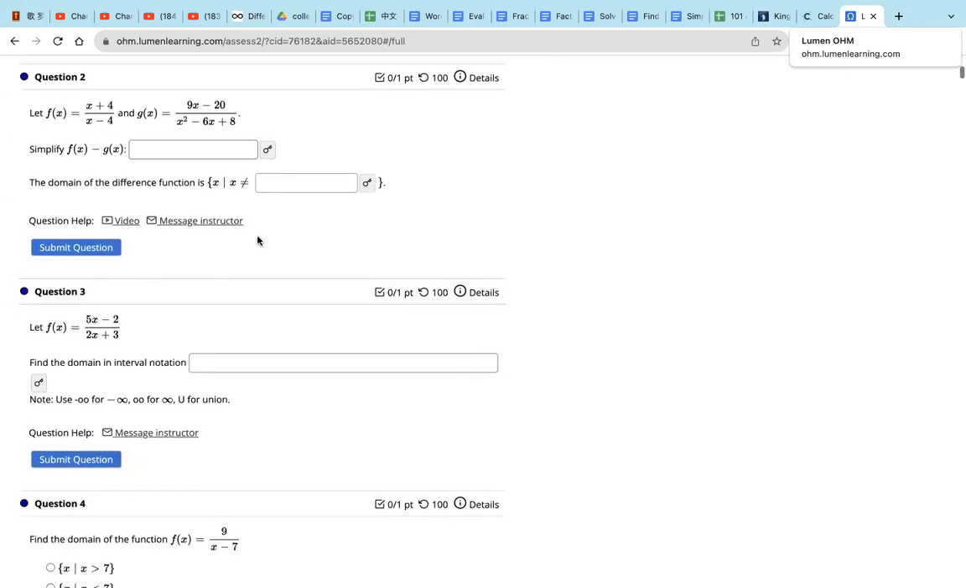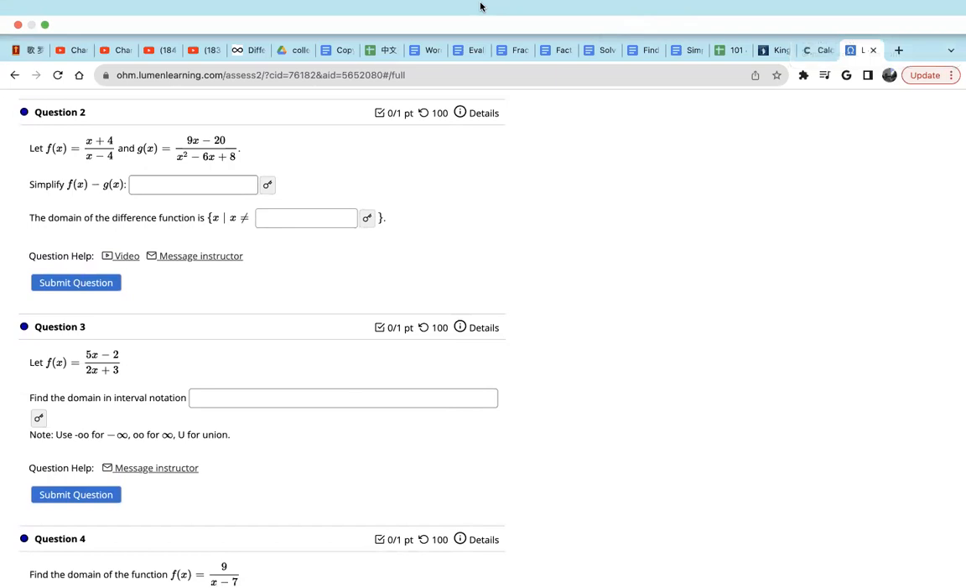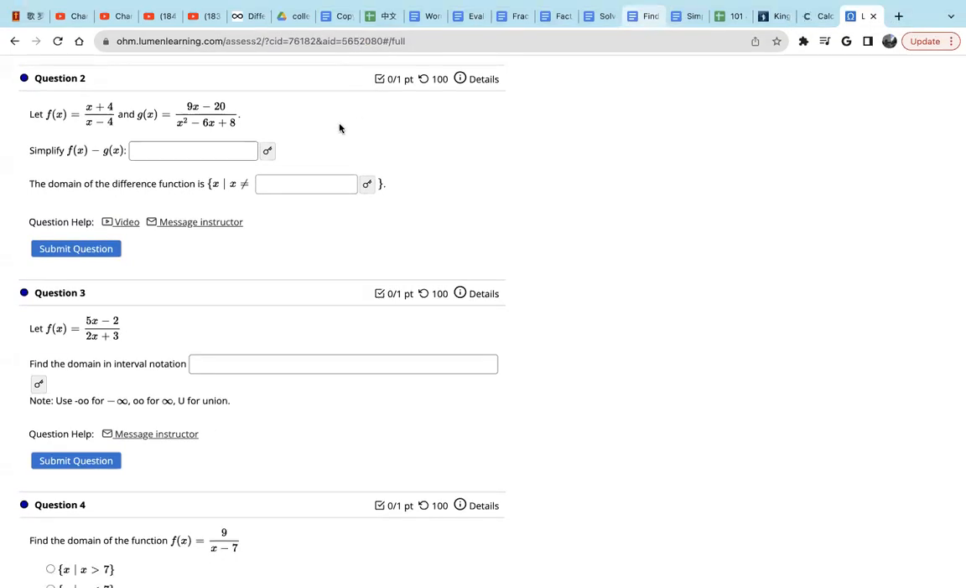Let's see, second question. Second one, we have f function as a rational function, g function as a rational function. So we want to subtract those two functions, then simplify. So subtract those two fractions. Let me just write like this. So this is the subtraction sign. I'm subtracting those two functions. I need a common denominator.